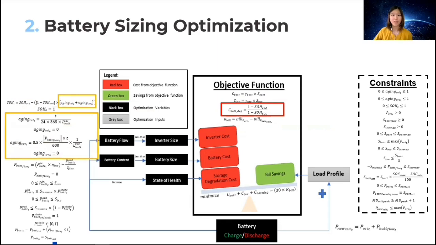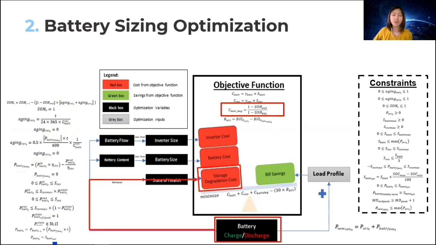The state of health of the battery is determined by calendric aging and cyclic aging, denoted as aging_CAL and aging_CYC. Cyclic aging depends on battery flow, which is defined by P_BAT,in, battery charging, and P_BAT,out, battery discharging. Hence, battery charging and discharging are optimization variables, which are fully determined by the algorithm. All in all, battery degradation cost directly relates to battery charging and discharging, which allows this algorithm to produce a battery schedule to lower peaks and shift loads for maximum bill savings.